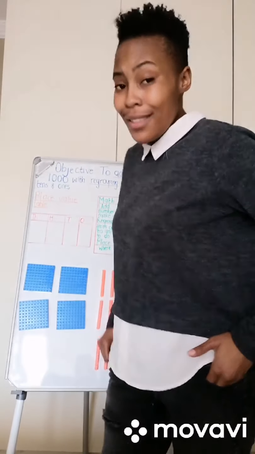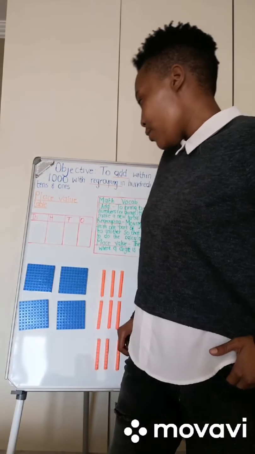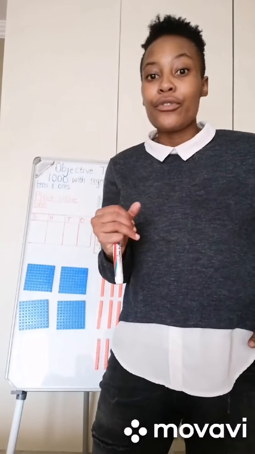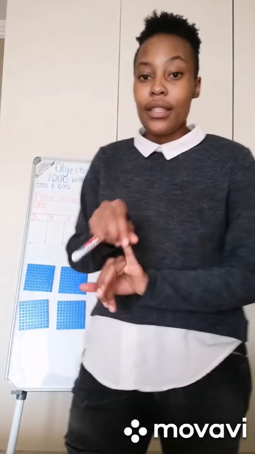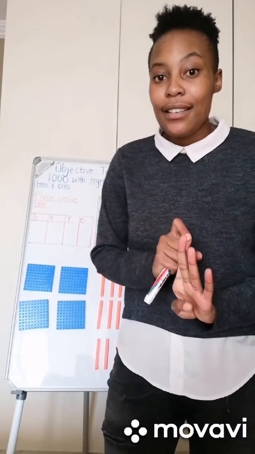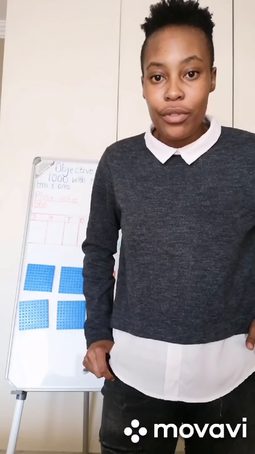One belongs to the thousands, the other one belongs to the hundreds, another to the tens, and the ones as well. So think of it as a house with different rooms that belong to different values. Remember, we have the thousands, hundreds, tens, and ones. Please remember this table because we are going to use it in our calculations.